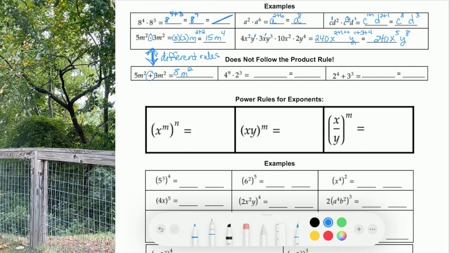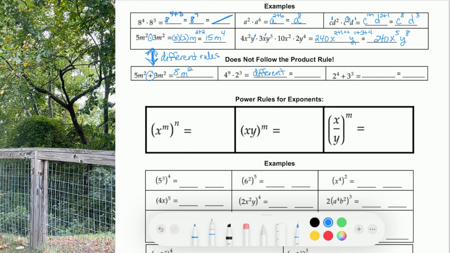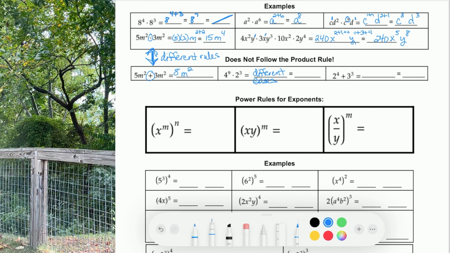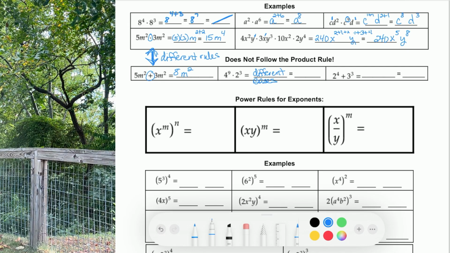So they have different bases. Now that doesn't mean we can't solve it. It just means we can't use the product rule. What we would have to do is actually do 4 to the power of 9 and get a humongously large number. And then do the 2 to the power of 3, and then multiply those numbers against each other to get our final number. But we can't use the product rule to get there. That's the important part that I wanted to show you.